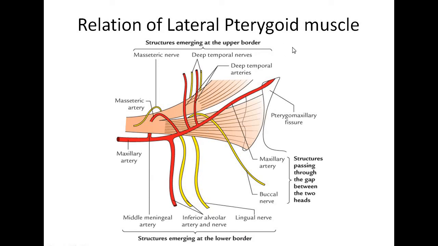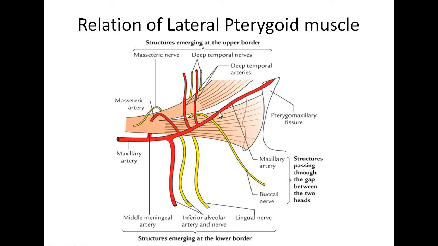The relations of the lateral pterygoid muscle: few structures are emerging from the upper border of the lateral pterygoid muscle, few are emerging from the lower border, and few structures pass through the gap present between the two heads. From the structures emerging at the upper border, these are the deep temporal nerves, deep temporal arteries, and the masseteric nerves, whereas the structures emerging at the lower border are the lingual nerve, inferior alveolar nerve, and inferior alveolar vessels, and this is the middle meningeal artery, which is the branch of maxillary artery.